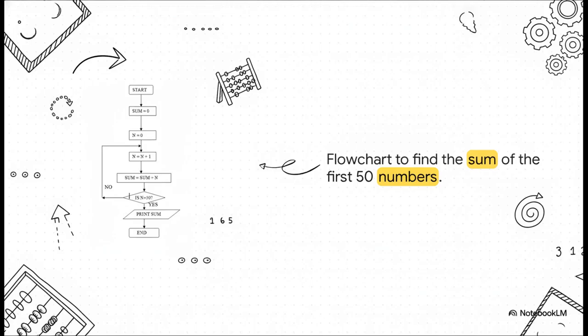We start by initializing our sum and our number n to 0. Then we hit a process rectangle that increments n by 1. We add n to our sum. Then boom, we hit the diamond decision. Is n equal to 50?